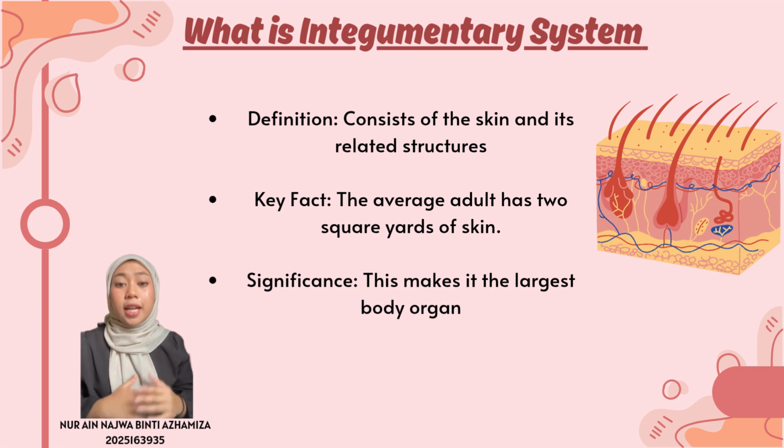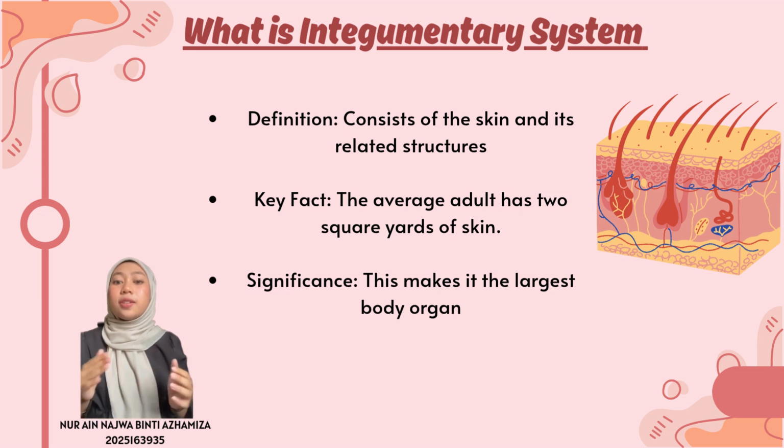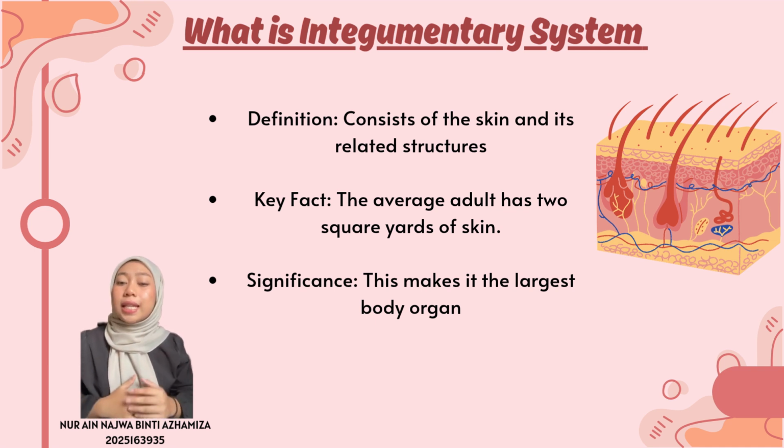Let's start with what is the integumentary system. By definition, this system consists of the skin and its related structures. An interesting key fact to remember is that an average adult actually has 2 square yards of skin. In terms of significance, this massive coverage makes the skin the largest body organ in the human body.